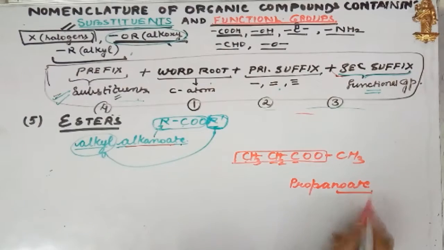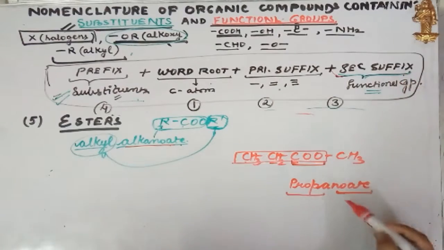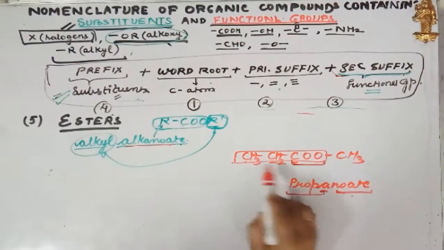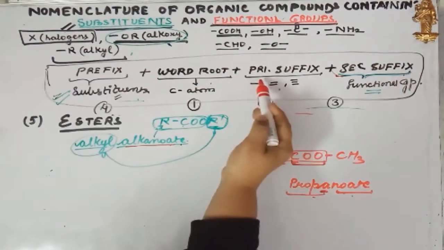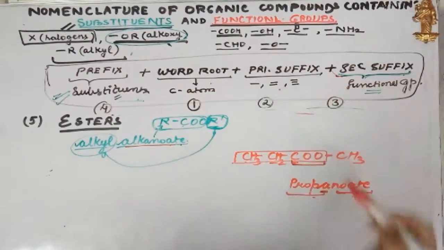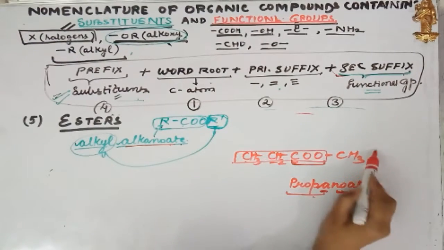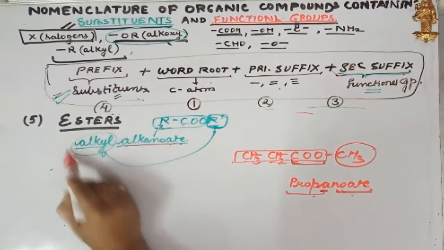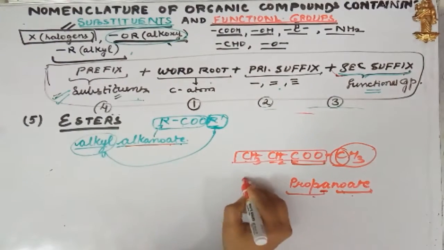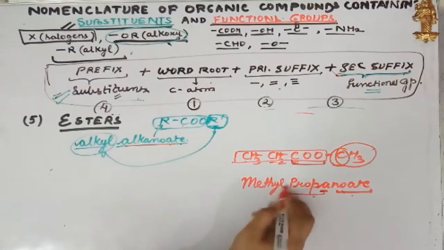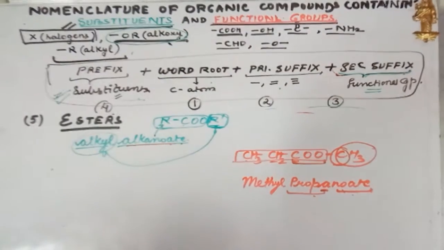The oate here is indicating the presence of the COO group, which is always added as a secondary suffix, and this an here is indicating that there is no double bond in between. So basically we are starting with the word root prop, with the primary suffix an, with the secondary suffix oate. So this is propanoate. What is left out is this part, and as I've told you, this is the alkyl group. Which alkyl group is present, having how many carbon atoms? 1 carbon atom. So it becomes methyl propanoate. So the name of the compound becomes methyl propanoate. Hope it is done.